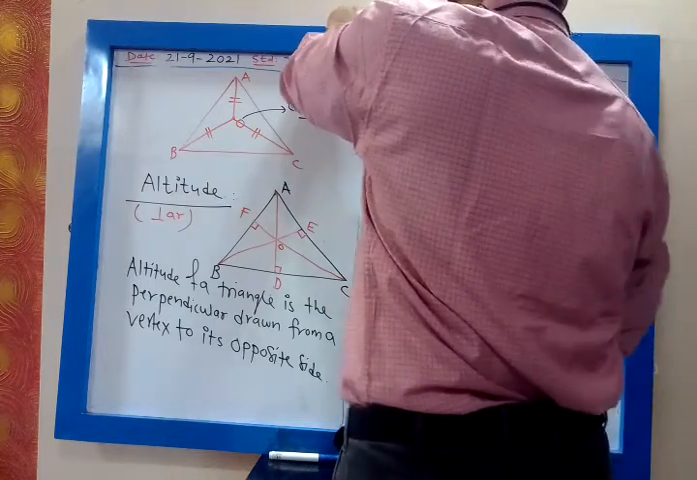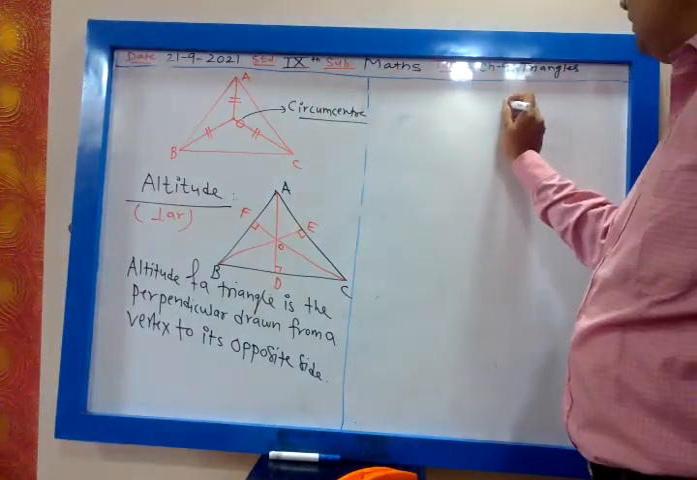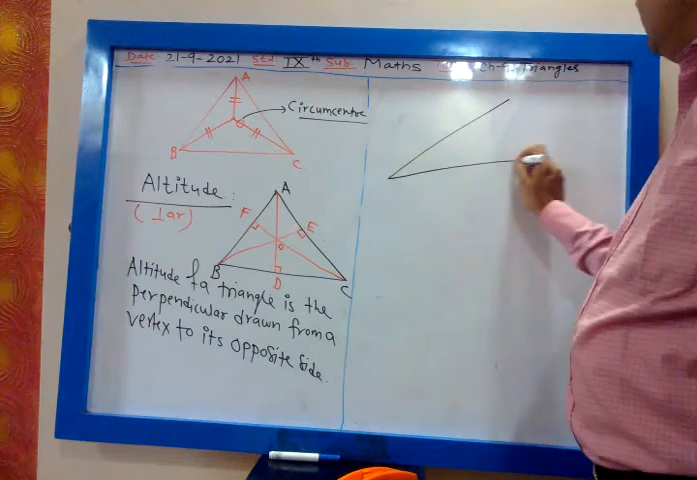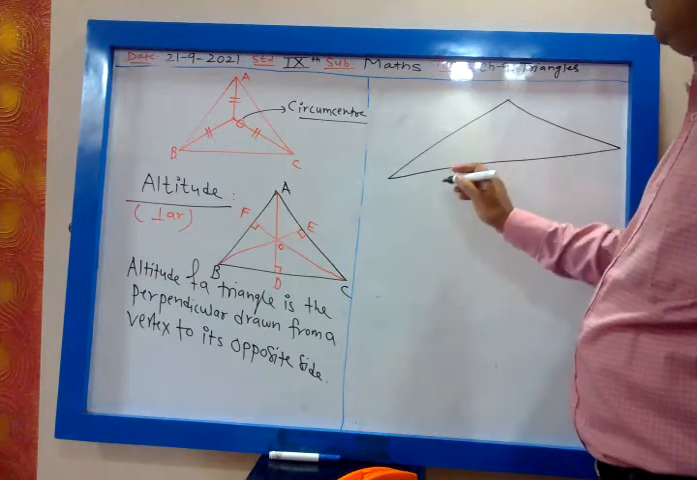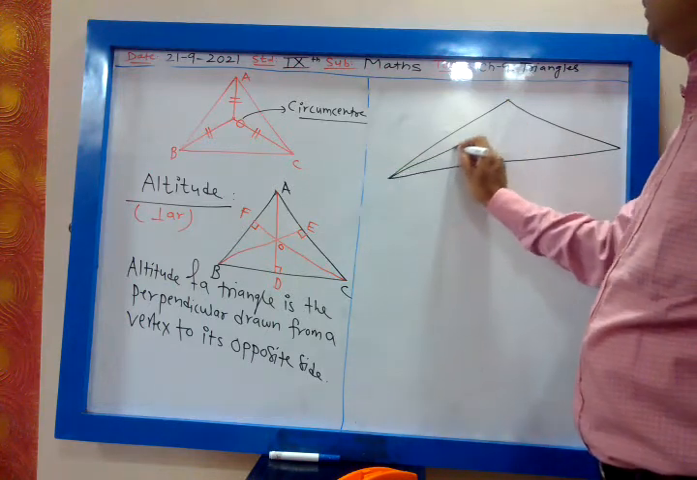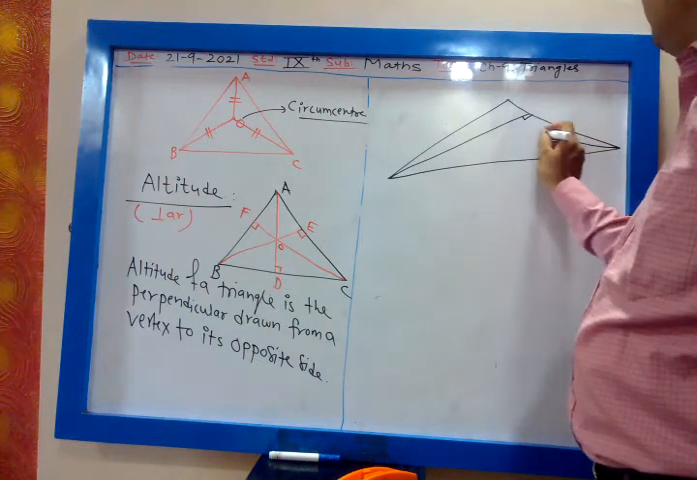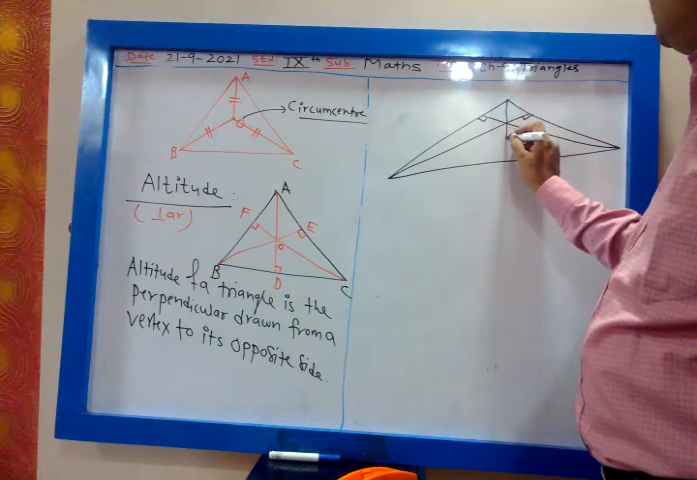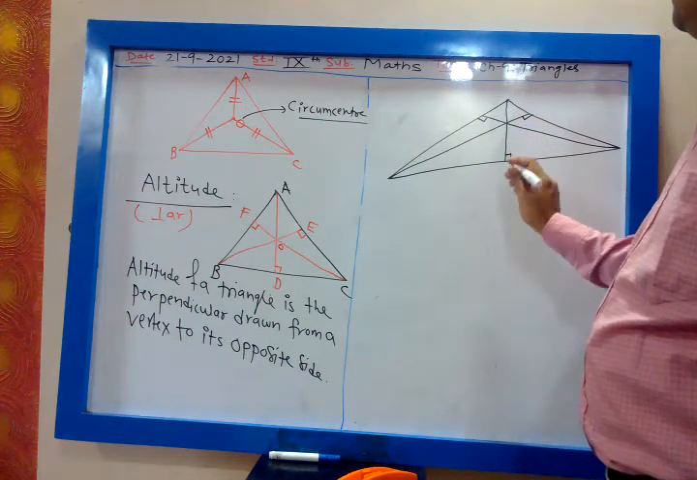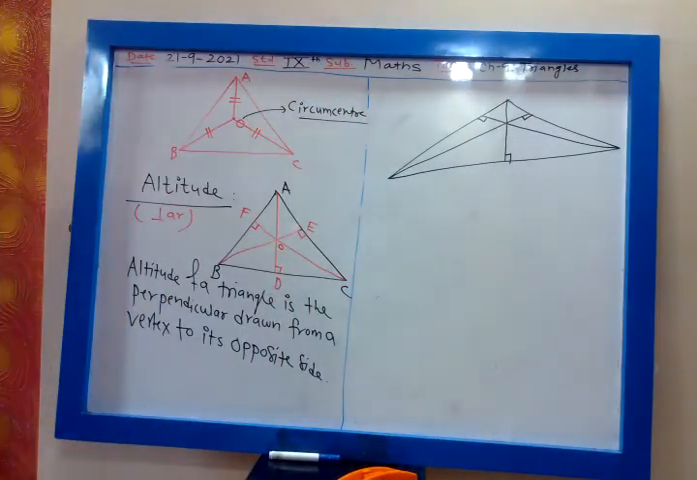Okay. See, you are confused with that. Let me draw another diagram of a triangle. Let me take this triangle. Then the perpendicular will be this, where it is bisector. So perpendicular means it is only an altitude. If it bisects the opposite side, then it will be called a median.